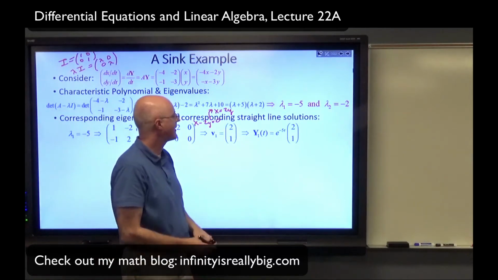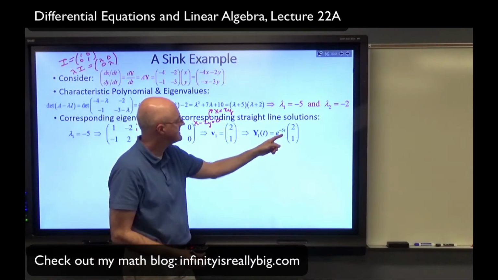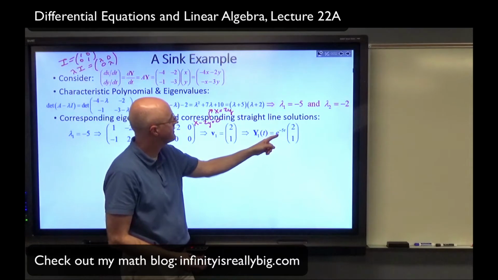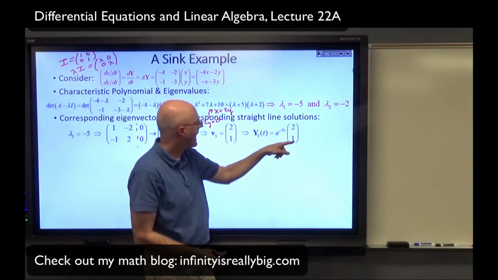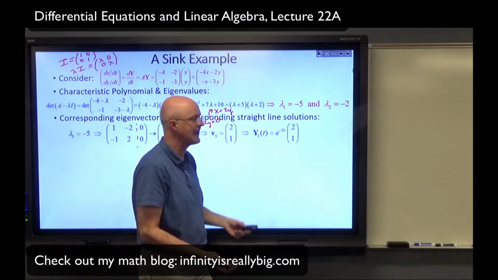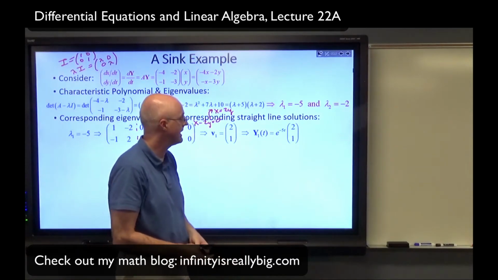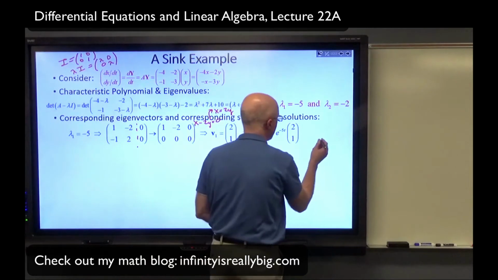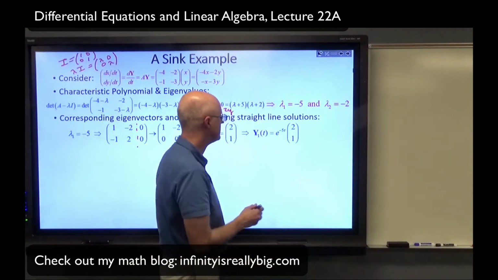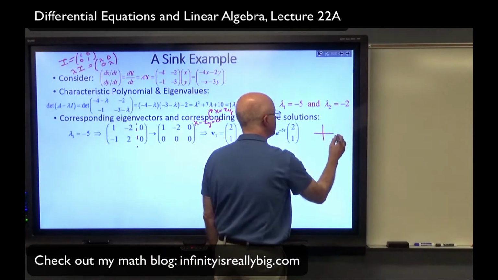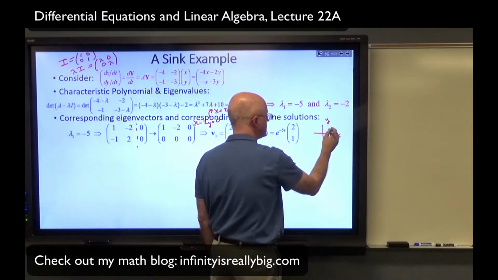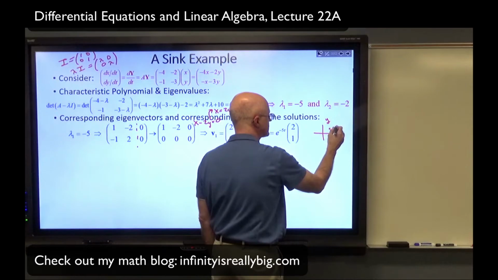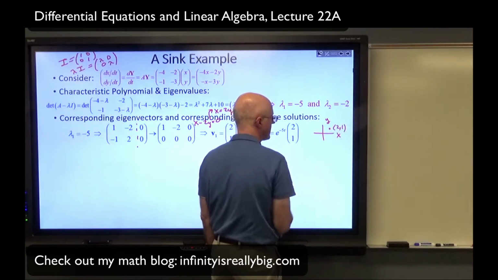But I could take any non-zero multiple of this that I wanted to. If I go ahead and write e to the lambda 1 times t, which is e to the -5 times t, times the corresponding eigenvector, that is an example of a solution. It's called a straight line solution. If you graph this as a parametric curve in the xy plane, when t is 0, it'll start at the point 2, 1. I can think of that as a point or a position vector for that point.